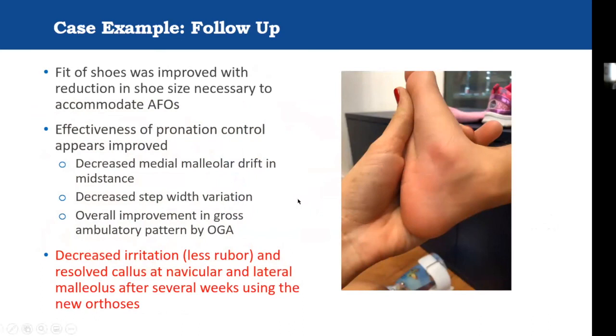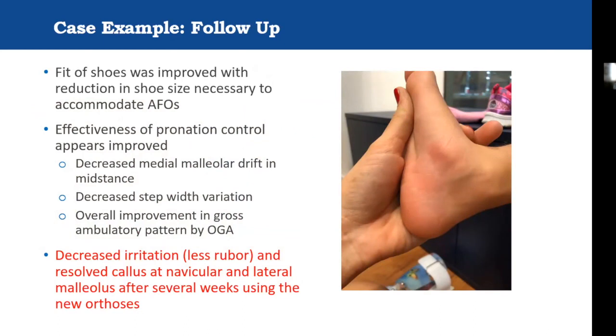So on follow-up, a few weeks later, we know that the fit of the shoes was improved with the reduction in shoe size necessary to accommodate the AFO. So that was good. We were able to get a much more appropriately fitting and supportive shoe for the patient because of the more intimate fit of the orthosis. There's no padding, as you notice, inside it. So actually, we've taken an orthosis which originally had padding and removed the padding, but actually improved the comfort and reduced the irritation from the orthosis in that way.